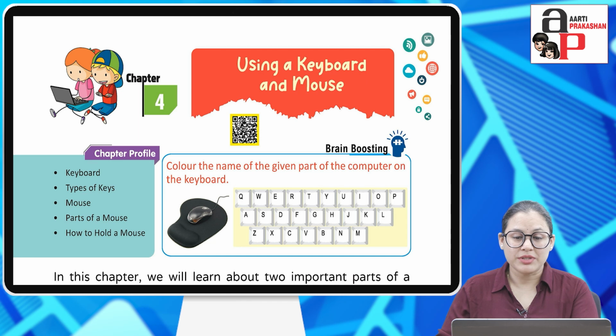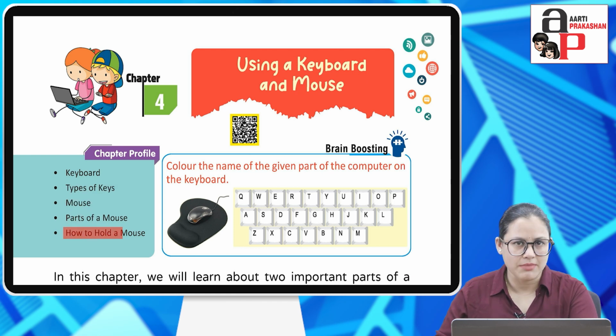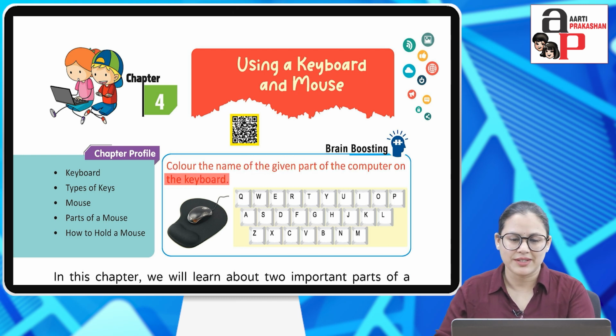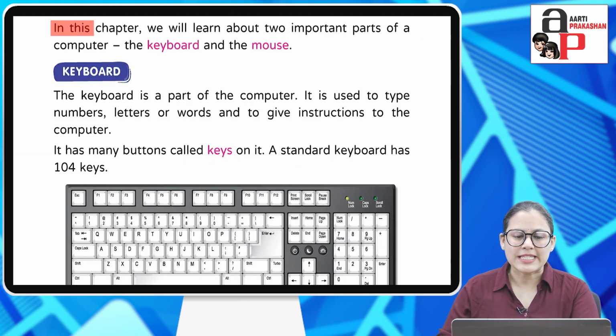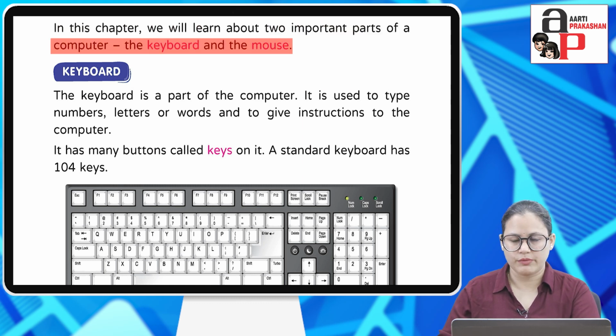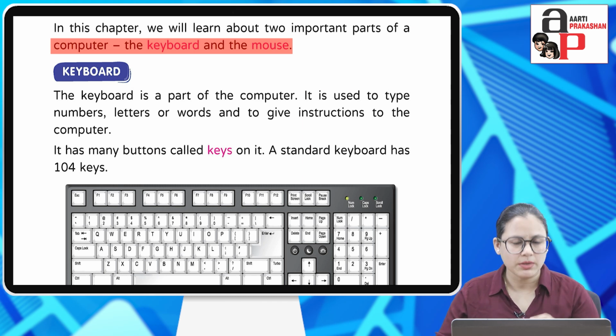Let's start today's chapter using a keyboard and mouse. Chapter profile: keyboard, types of keys, mouse, parts of a mouse, and how to hold a mouse. Brain boosting: you have to color the name of the given part of the computer on the keyboard. In this chapter, we will learn about two important parts of a computer: the keyboard and the mouse. We know that keyboard and mouse are important parts of a computer, so we will learn about both of them in detail.